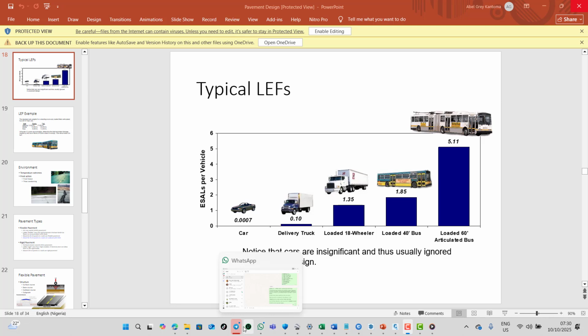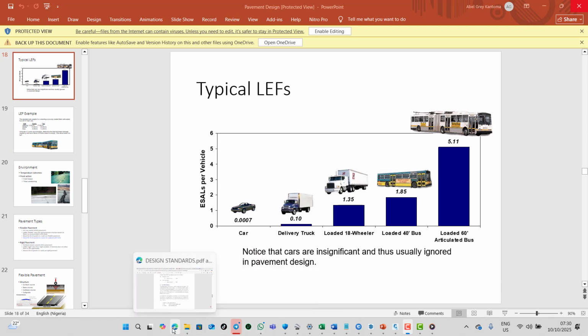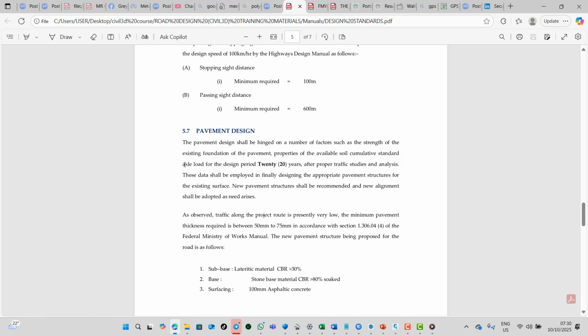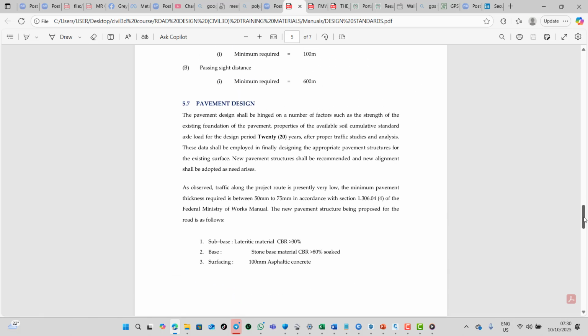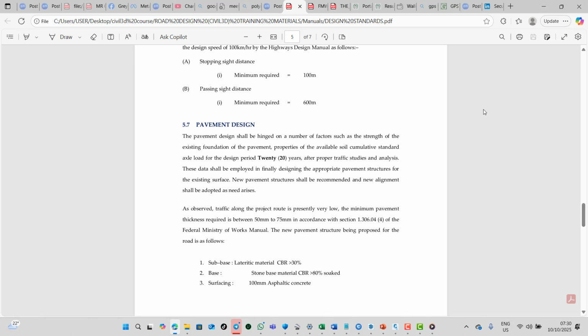And every road has a lifespan. I was showing that it says the pavement design shall be hinged on a number of factors such as the strength of the existing foundation of the pavement, properties of the available soil, cumulative standard axle load for the design period, very, very important, of 20 years. So a road should have a lifespan, right? These are very, very key important information. Please, as you are watching this, make sure you are taking note of all of the standards that I have mentioned from the beginning till now.